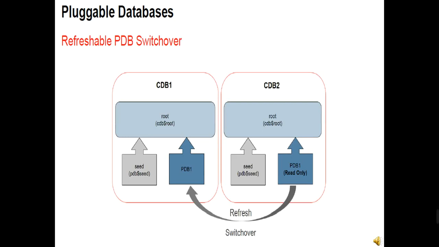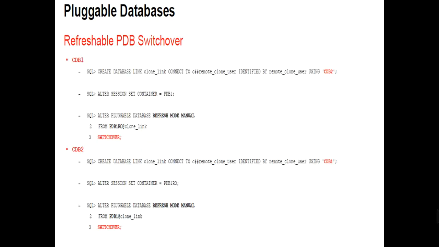Refreshable PDB switchover. On CDB1 create a database link. We are creating the database link on CDB1 itself through the CDB2 service name. Alter session set container PDB1, alter pluggable database refresh mode manual from the PDB_RO cloned link, that DB link. So, switchover. What we did earlier was refresh every 60 minutes. Now we are doing this switchover to primary.